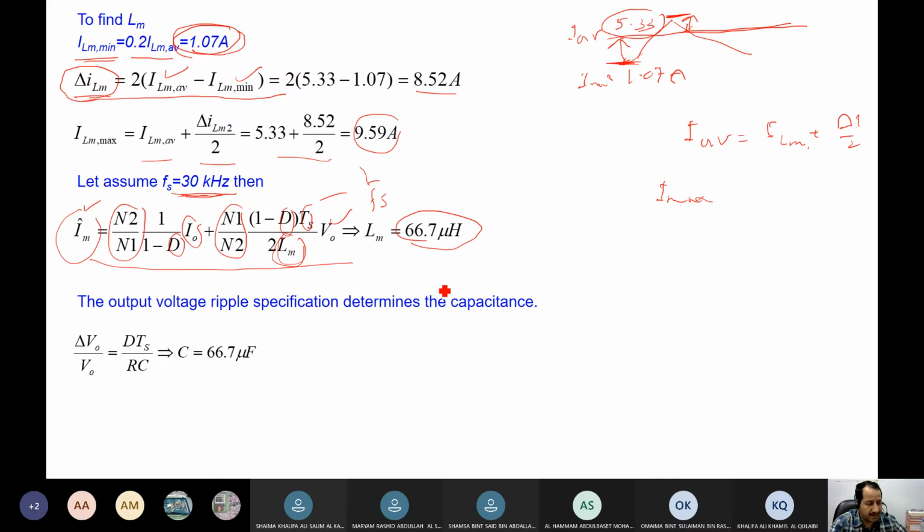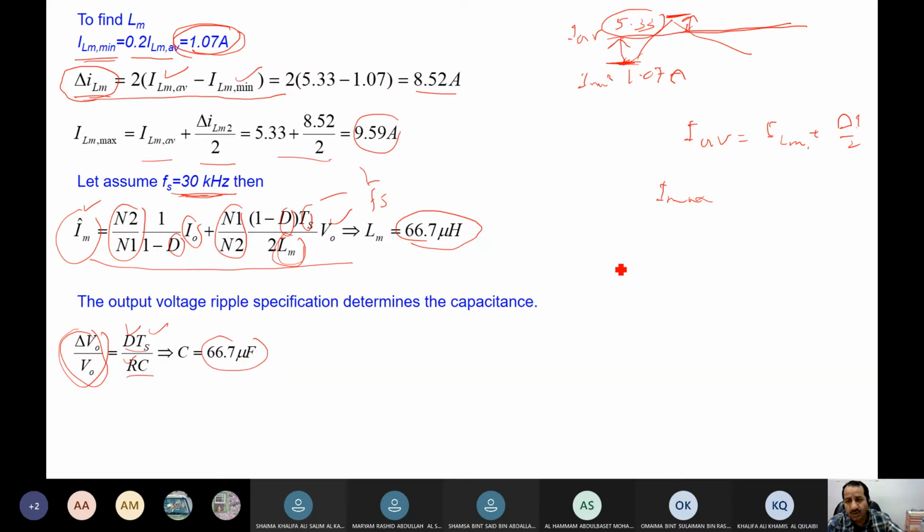Okay. Now finally is finding the capacitor. Okay. The capacitor value. Delta VO over VO equals D TS over RC. We have this formula from buck-boost converter. I have D, I have TS, I have R, and this ratio I have it 1%. Then what is left? C, I calculated.